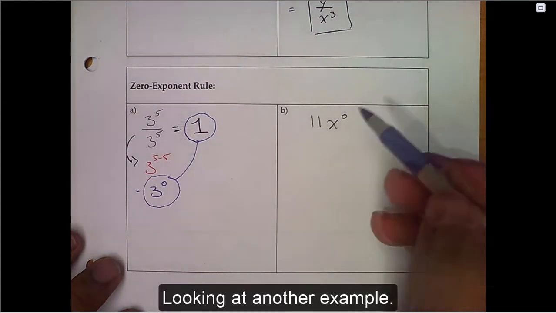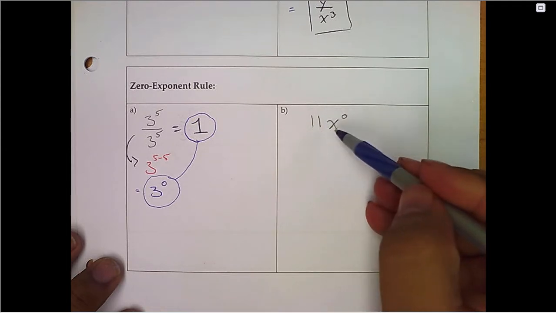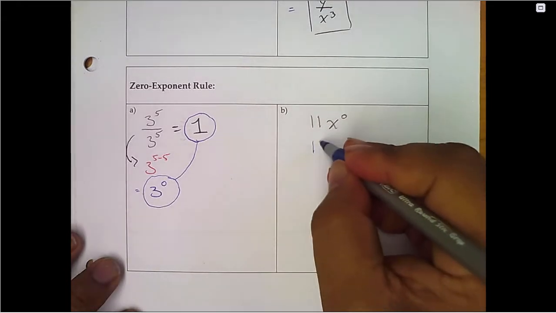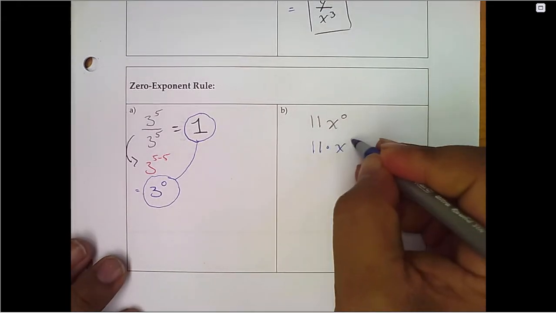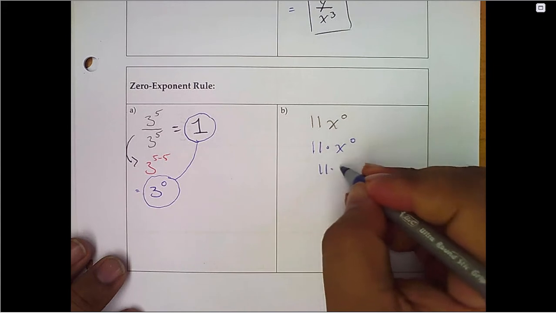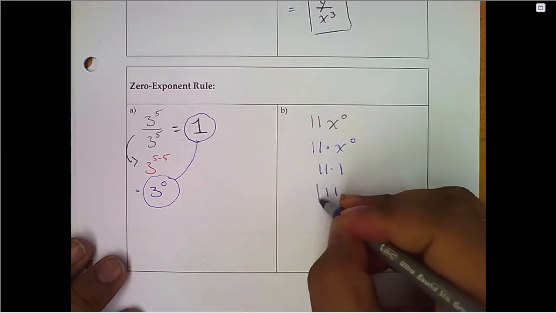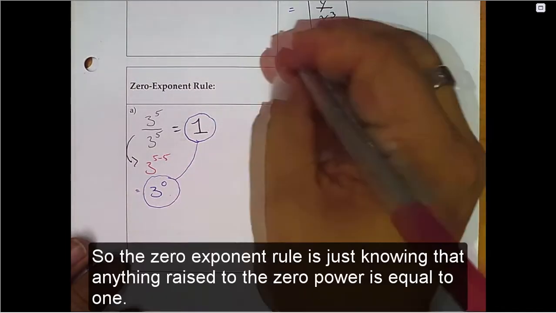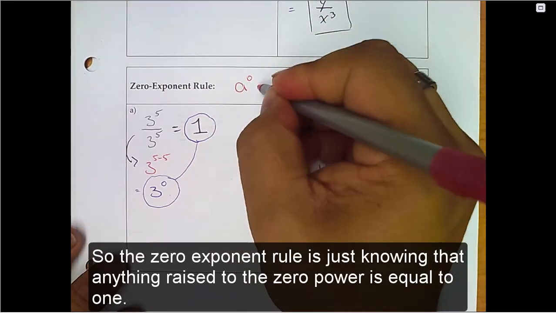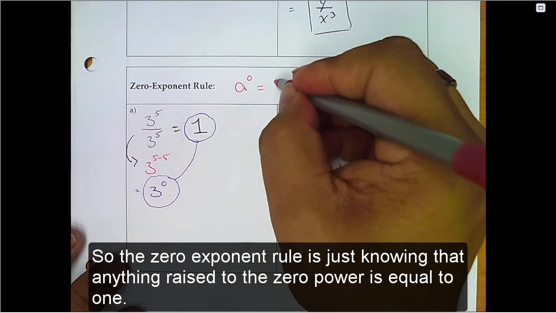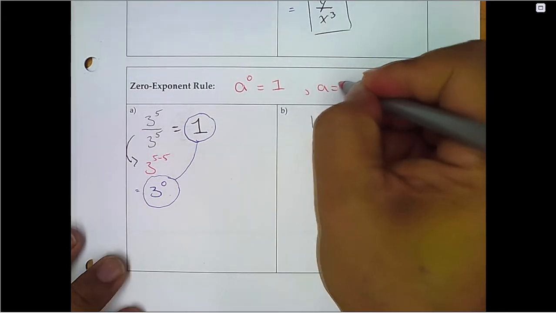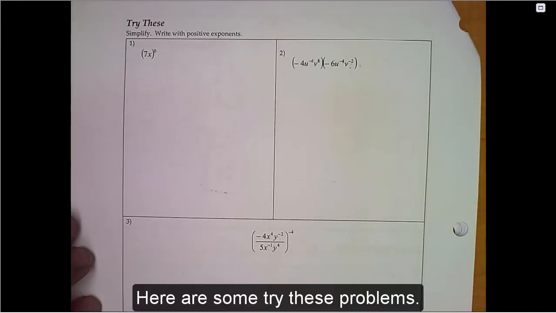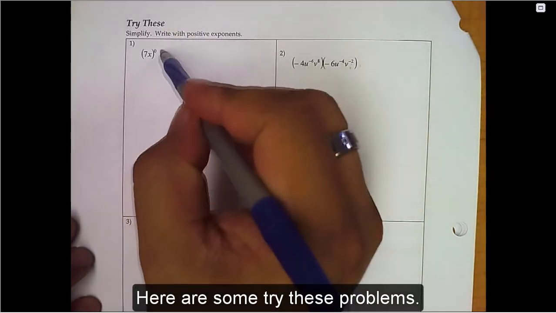Looking at another example. So the zero exponent rule is just knowing that anything raised to the 0 power is equal to 1. Here are some try these problems.